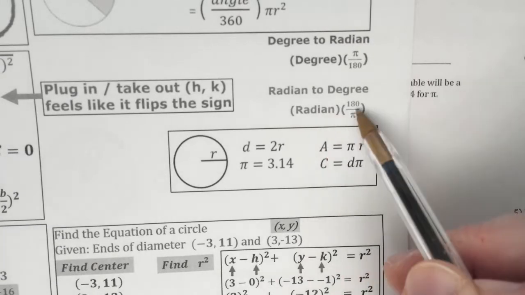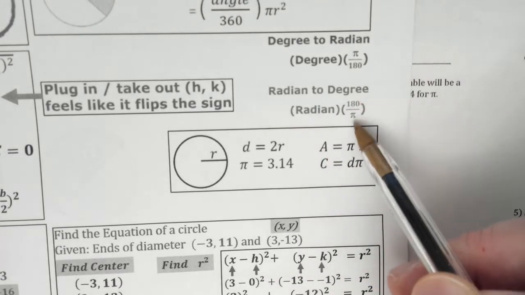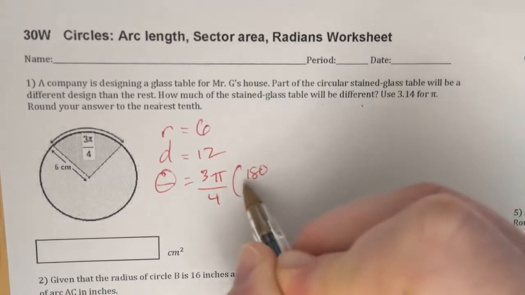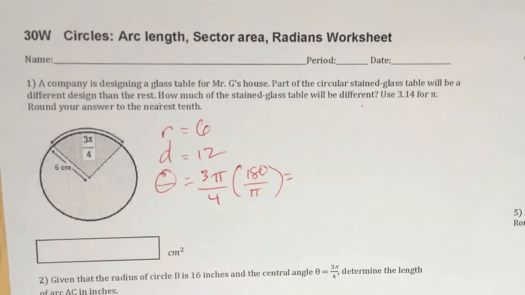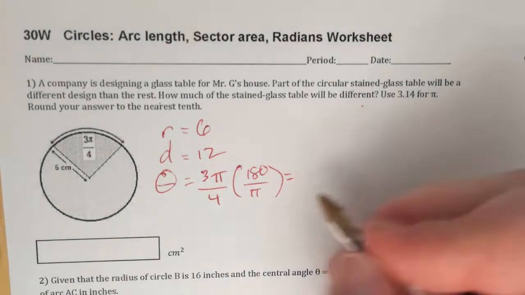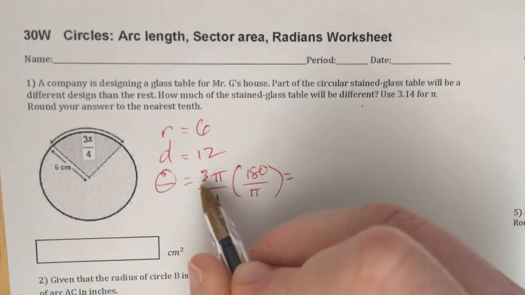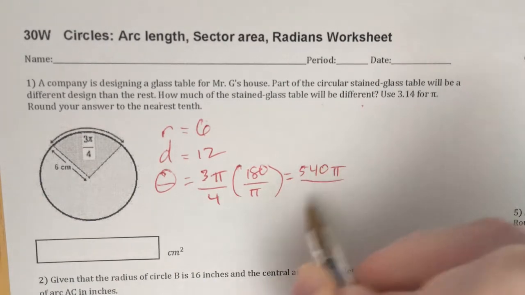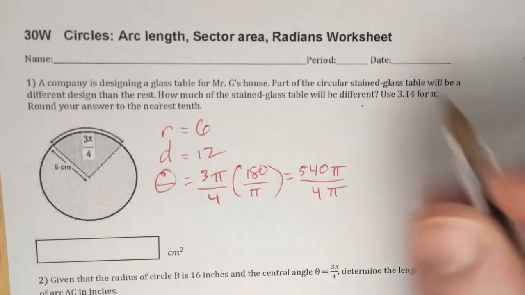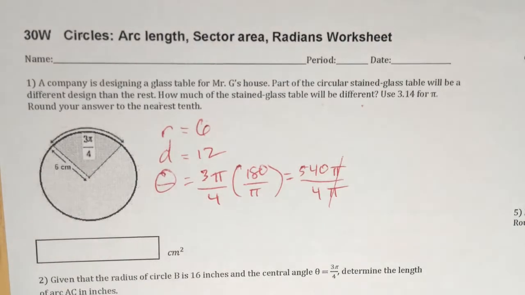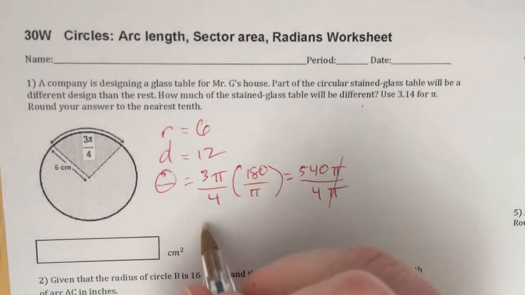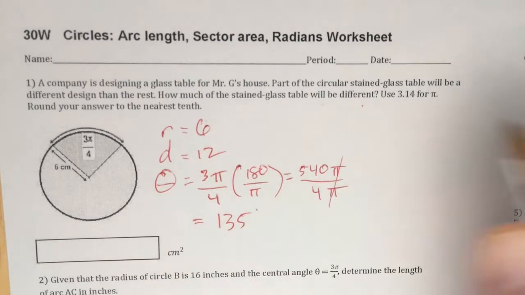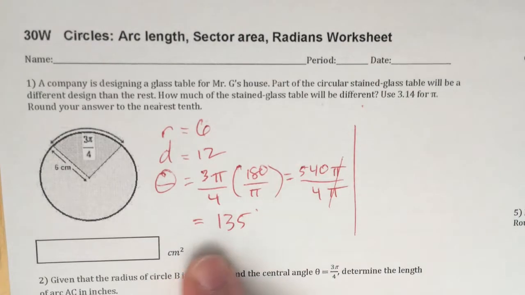So radians to degrees. We want 180 degrees, we want to get rid of the pi. So we're going to multiply by 180, divide by pi. Multiply straight across. So 3 times 180 pi. Treat the pi like it's an x. That'd be like 3x times 180. So that'd be 540 pi all over 4 pi. The pi's cross out. 540 divided by 4, and we get that theta would equal 135 degrees. Awesome. So that is our angle.